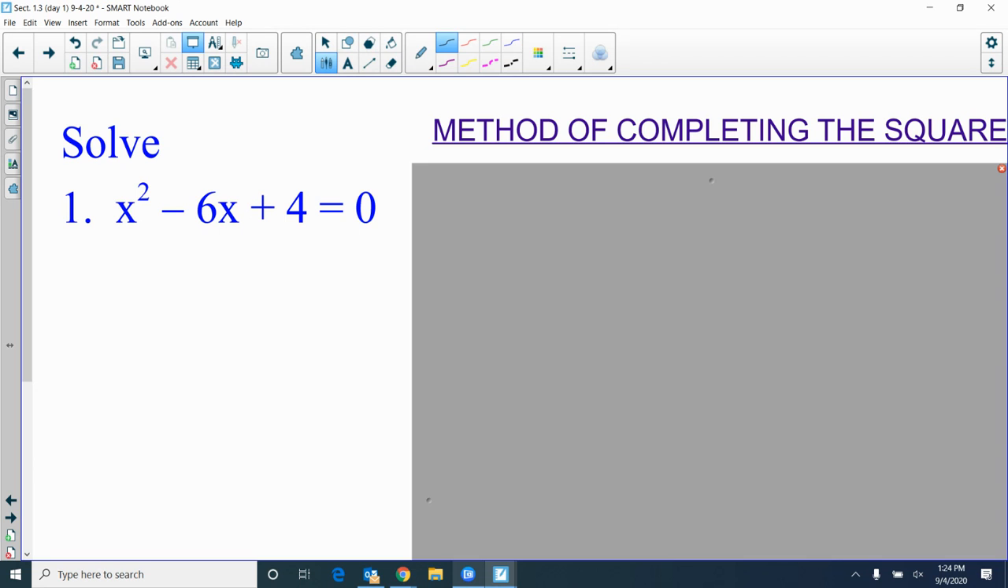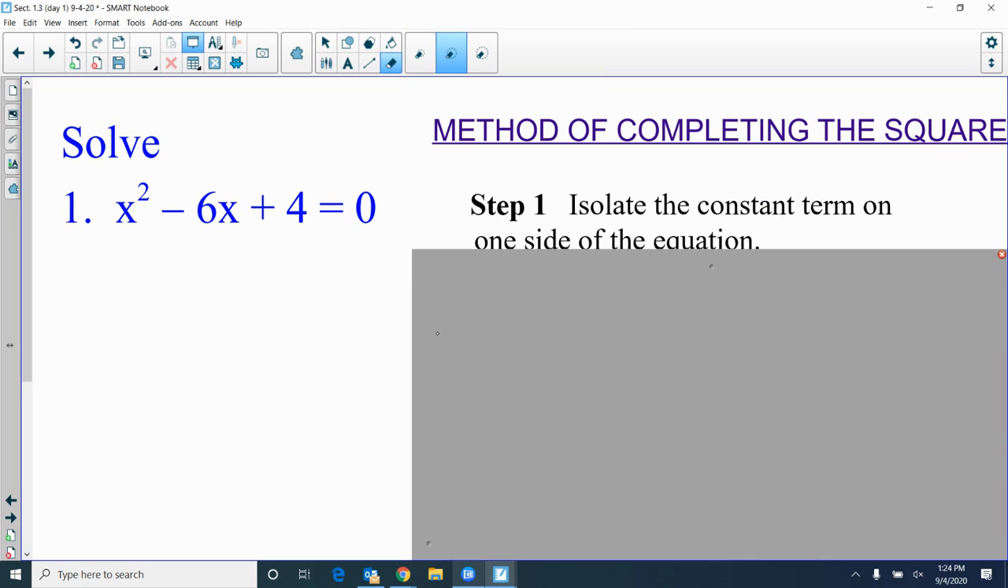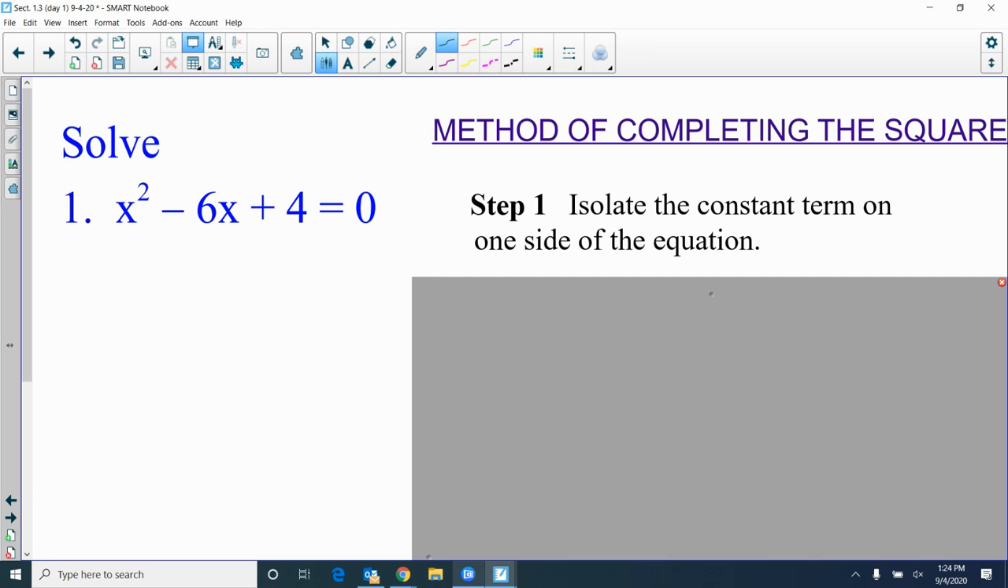We need to make it look like something squared equals a number. We got to make it look like that. And here's how we do that, okay? First step. Now, we're going to kind of go backwards. We're going to isolate the constant term on one side of the equation. Whatever is by itself, you're going to take it to the other side. When you're factoring, you want to set it equal to 0. When we're completing the square, we actually want that constant on the other side. So you're going to get x squared minus 6x equals negative 4.